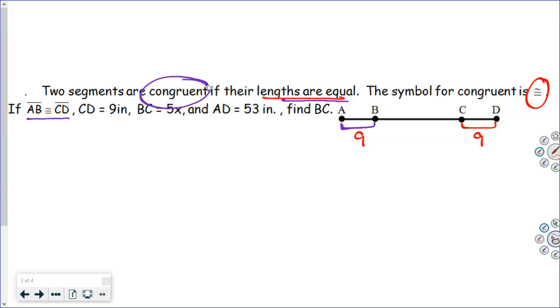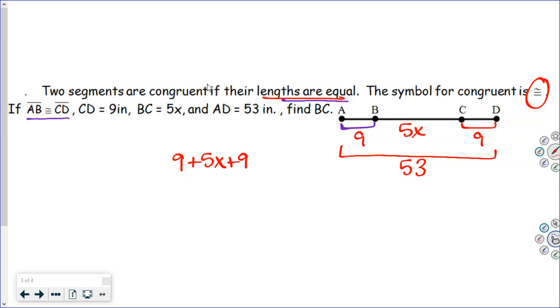When I look at this, we also know that BC, if I can back up here and erase this so I can see it, BC is 5x. So we can label that as 5x. They also tell us that this whole entire thing is 53. Same concept, except now instead of dealing with 2 pieces, I have 3. So I'm going to have 9 plus 5x plus 9 equals 53. I can combine my like terms, so I get 18 plus 5x equals 53.